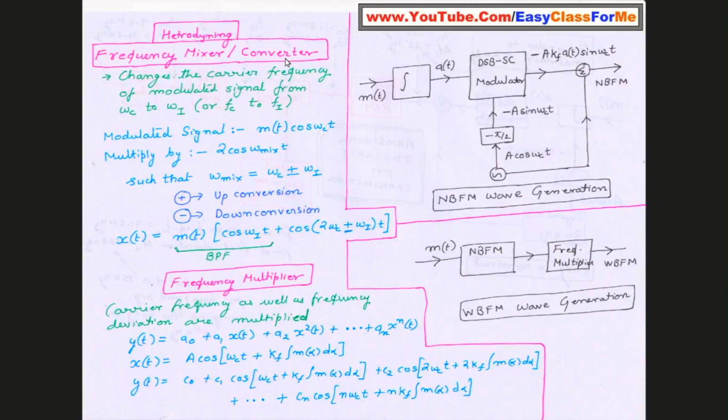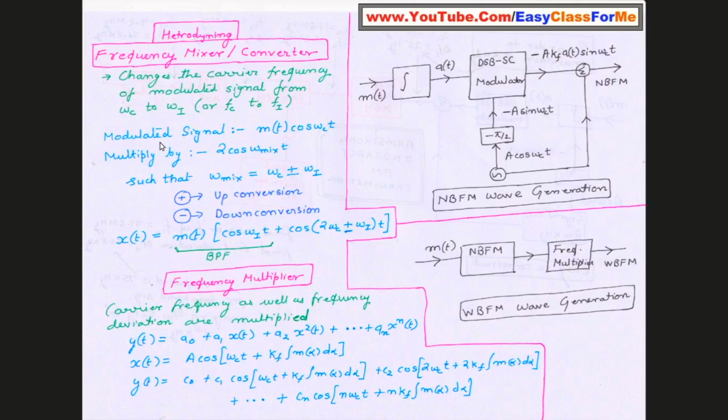As I have already stated, frequency mixer or frequency converter will change the carrier frequency of the modulated signal from omega c to omega I, right? So it will not disturb the frequency of the sidebands relative to the carrier. Means the spectrum of the modulated signal will be transferred to another frequency, right? That's what is going to happen in the frequency mixer. Now let us understand it. Let us develop the theory of this frequency mixer or converter by using the DSB SC modulation scheme, right?